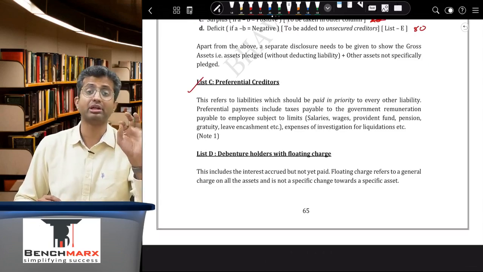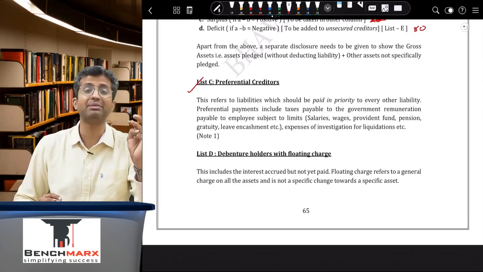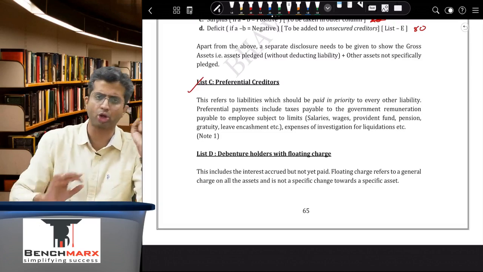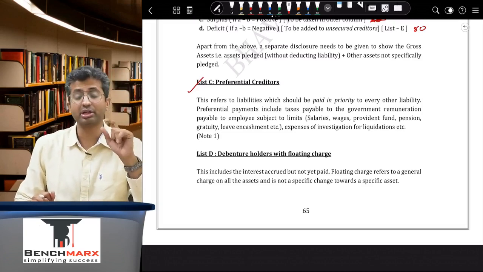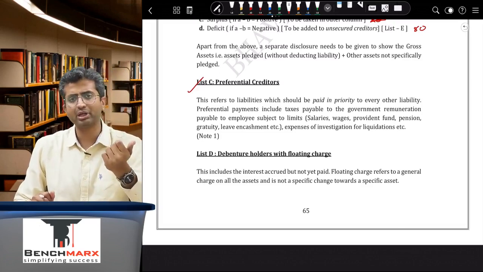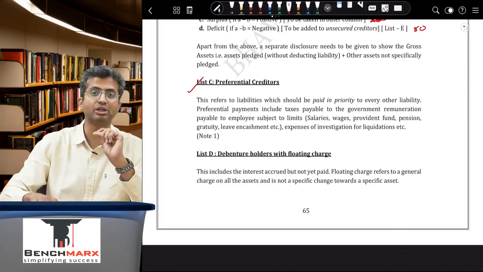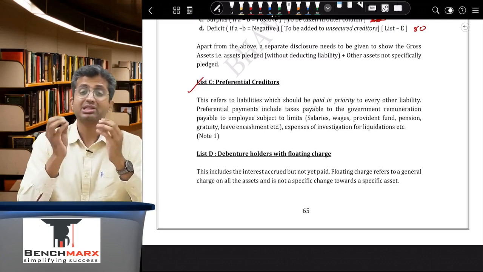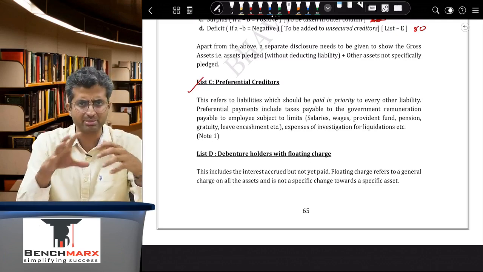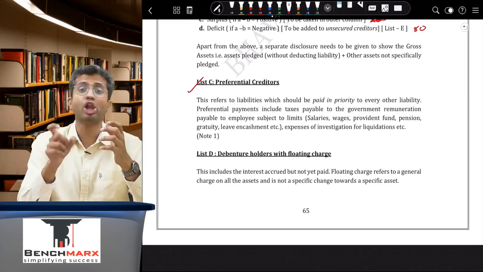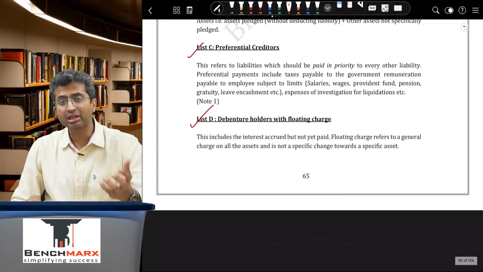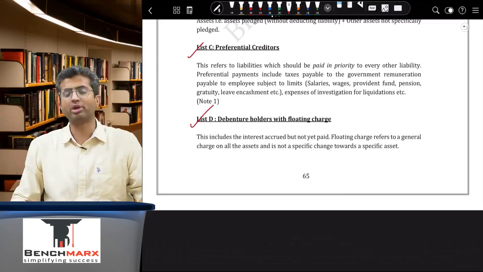After the preferential creditors, in list C comes debentures, which generally have a floating charge. If they have a fixed charge, they will go along with list B, secured creditors. Debentures typically have a floating charge, and if they do, these debentures will be covered in your list D. Sometimes along with these debentures, you also have accrued interest on them. So the debentures along with the accrued interest will be a part of your list D. Then you have paid off all of these priority based creditors.